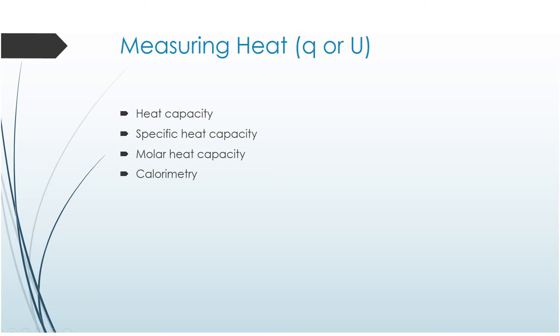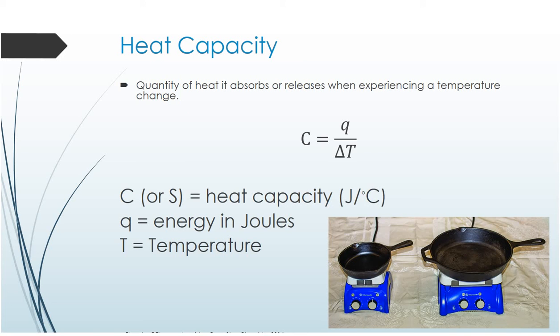Now, how do we measure heat? There's a couple of ways we can talk about heat in general. If you've ever said, golly, I'm just so cold, I feel cold to the bone, you have dealt with that indication of how much energy it takes to really warm you up, okay? And so we can talk about that in terms of heat capacity. Now, heat capacity in general means the quantity of heat that is absorbed or released when you have a temperature change. Okay, now its units are joule per degree Celsius.